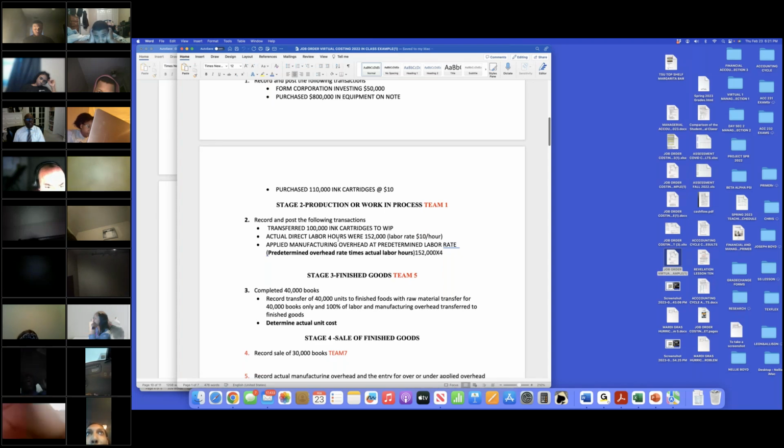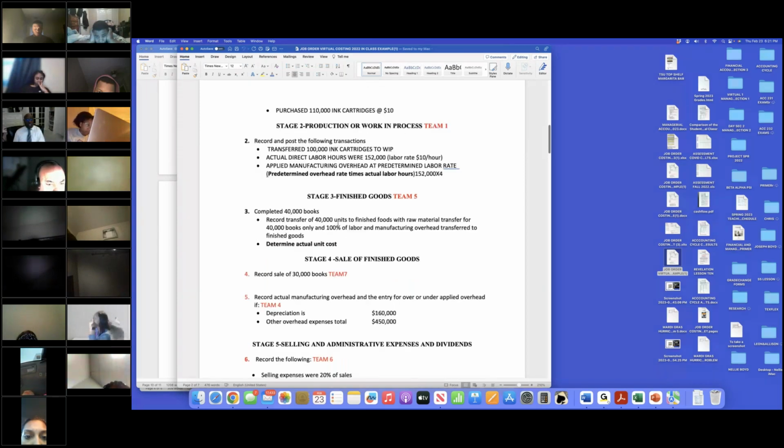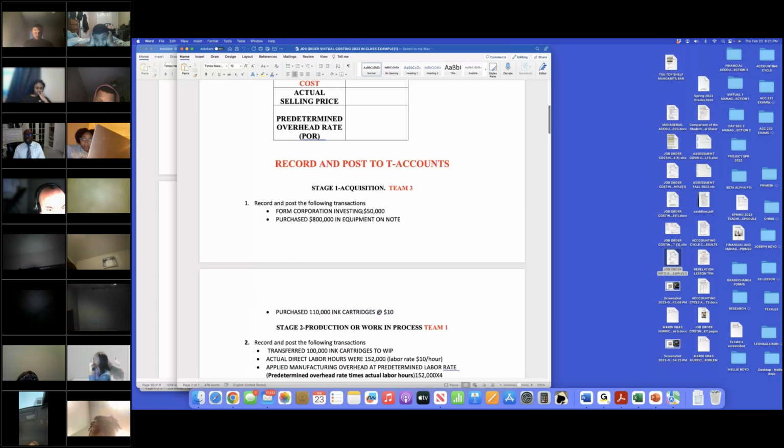Team 5, you've got the cost of recording the transfer of 40,000 units to finished goods. So we were supposed to make 50,000 units.